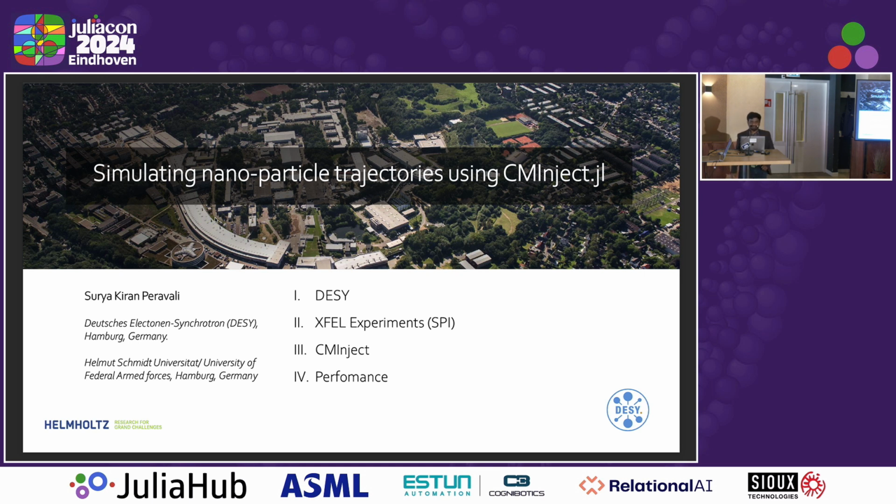Hello everyone, I am Surya Kiran Peravali. I am a researcher at Deutsche Electron Synchrotron DESY, which is a particle accelerator laboratory. Today I am going to talk about a particle trajectory calculation tool called CMInject, which assists our experiments at DESY.